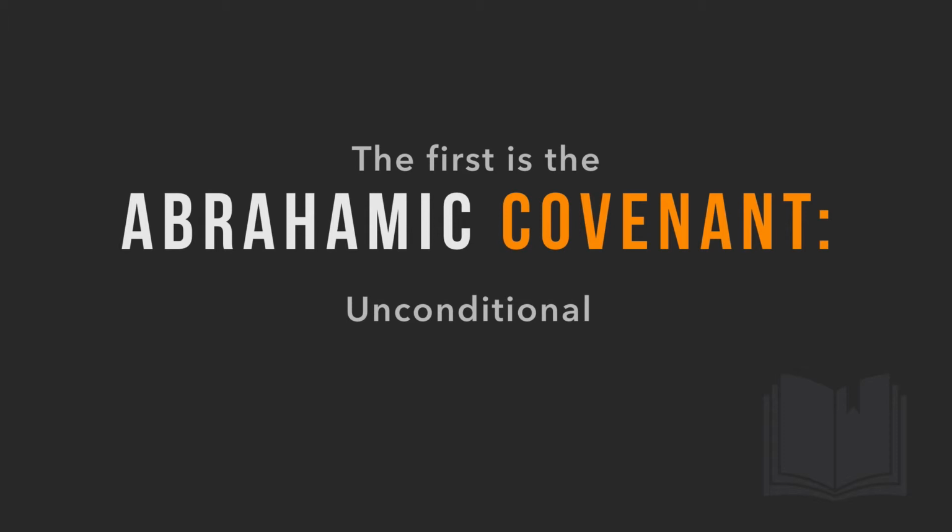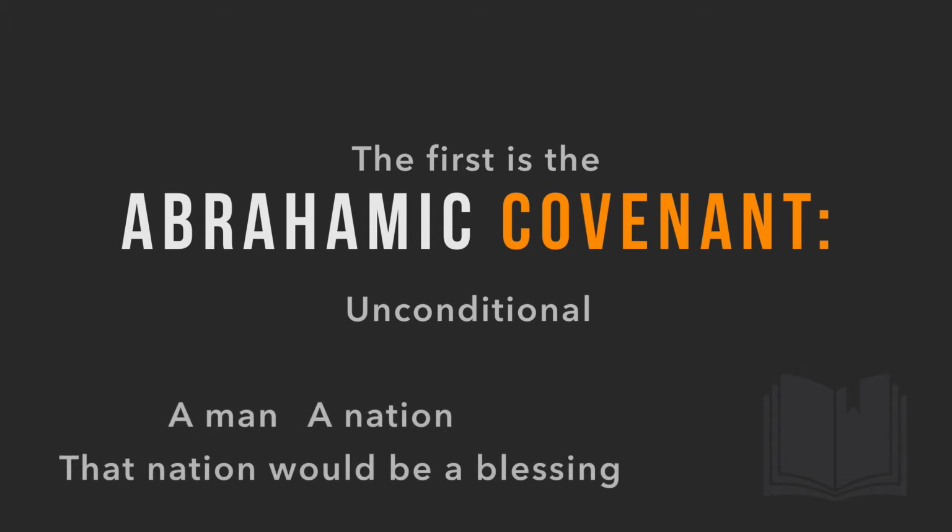So this was a covenant, as we talked about, that had to do with a man, a nation, and then that nation being a blessing. That we got in Genesis 12, verses 2 and 3. And so God was going to choose this man, Abram, through whom he was going to create a nation, and that nation was meant to be a blessing. This was not dependent on Abram's obedience, though he was obedient. This was all on God. This covenant is God's covenant. There's nothing that we can do to break it.